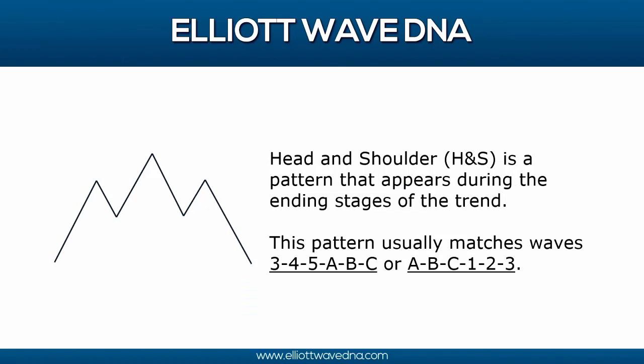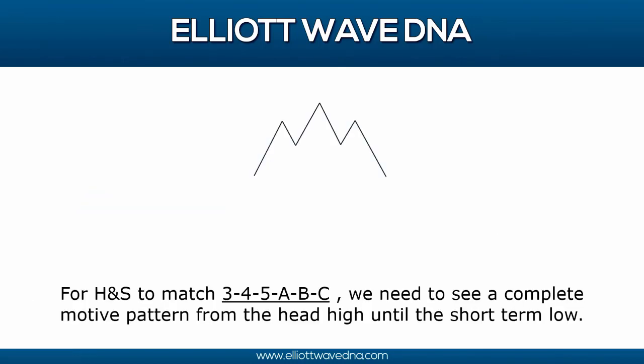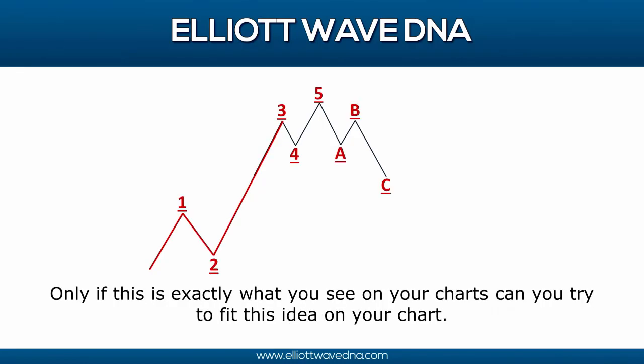Head and shoulders. Head and shoulders is a pattern that appears during the ending stages of the trend. This pattern usually matches waves 3, 4, 5, ABC or ABC 1, 2, 3. For head and shoulders to match 3, 4, 5, ABC, we need to see a complete motive pattern from the head high until the short-term low. Only if this is exactly what you see on your chart can you try to fit this idea on your chart.